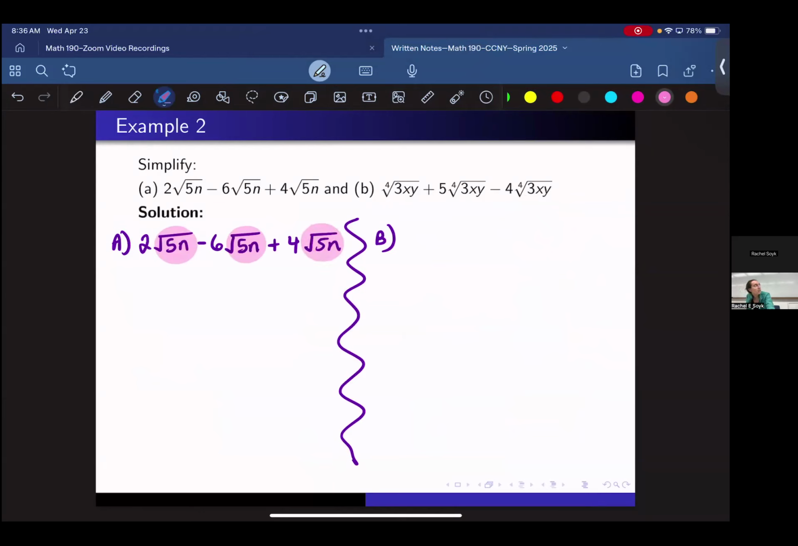2x minus 6x plus 4x. Well, what's 2 minus 6? Negative 4. And what's negative 4 plus 4? 0. So what's our final result? 0 times the square root of 5n, which is just 0, because 0 times anything is 0. We're done.